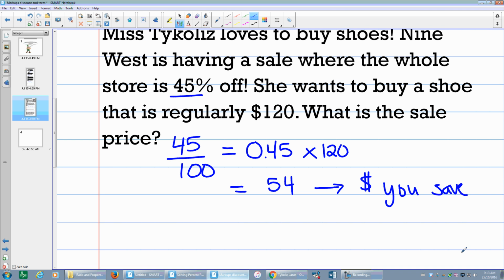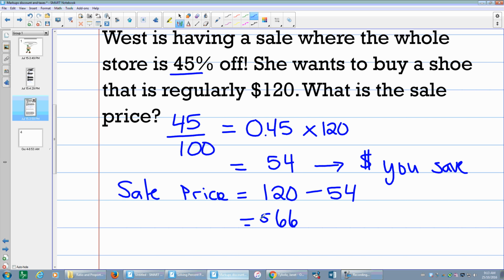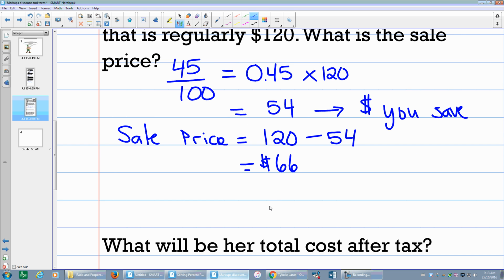So if I want to know what the sale price is, for me to calculate the sale price equals your total amount, or what the regular price is. The regular price is $120. Subtract the money that you save. So I'm saving $54. So what is the sale price? 120 minus 54, which gives me $66. So instead of paying $120, which is the regular price, I now only have to pay $66, which is pretty awesome. That's how we determine what the sale price is.